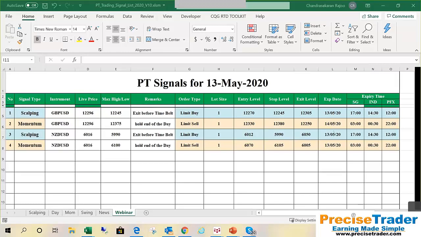Then you wait for the next scalping signals and you move forward. But on the other hand, if it's other signals, like a momentum, day or swing signal, then you can hold the trade and carry on to the next time belt. So that is the purpose of keying in the expiry time.